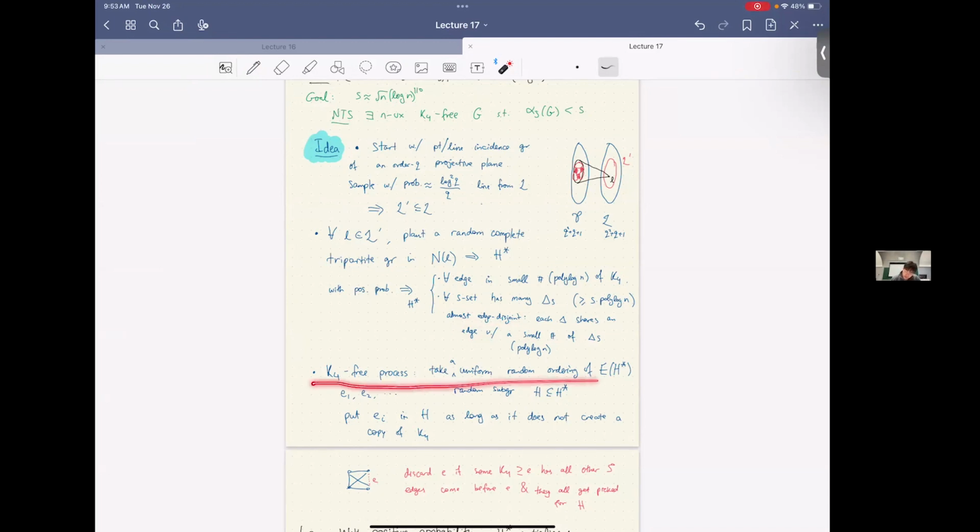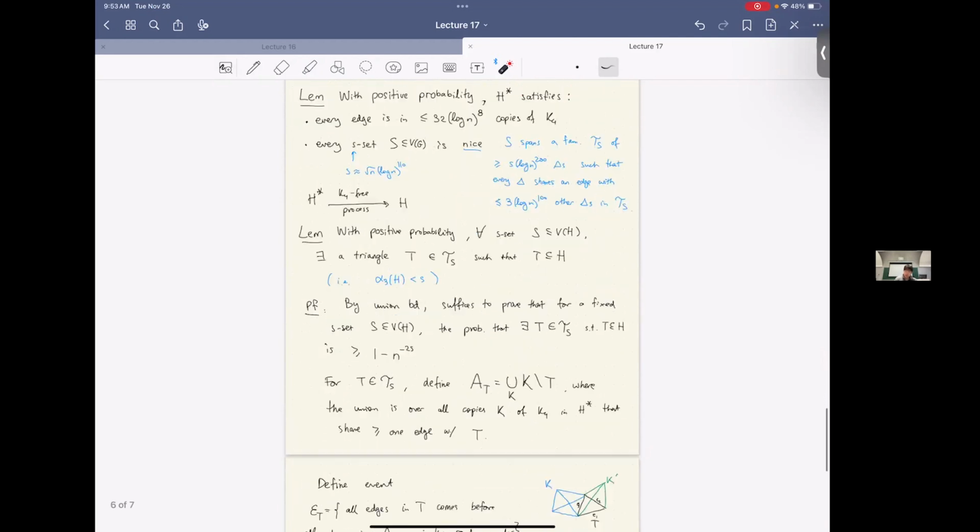You can use the K4-free process, meaning you randomly, uniformly order the edges of this random block construction graph, E1, E2, E3, E4. You just go through this order and put each edge into our final random graph H, as long as this current edge E_i does not form a K4 with some previous 5 edges that are already picked to put in H.